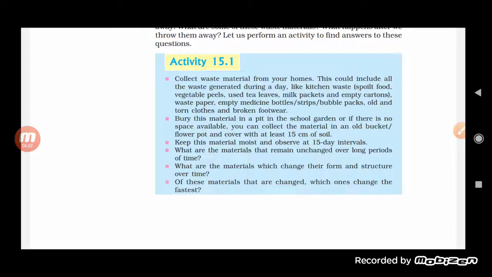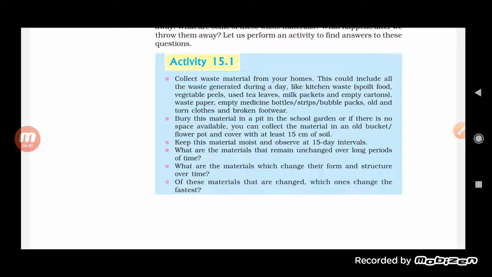Okay, and after a long period of time, these materials will again get converted into compost. Now, if you look at the fastest one, obviously the vegetable peels, the spoiled food, the tea leaves, these are the things which will get easily converted into compost, while the others will take time.